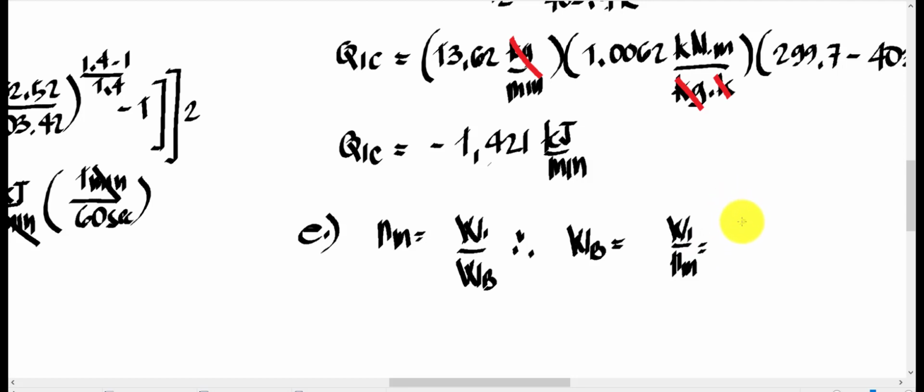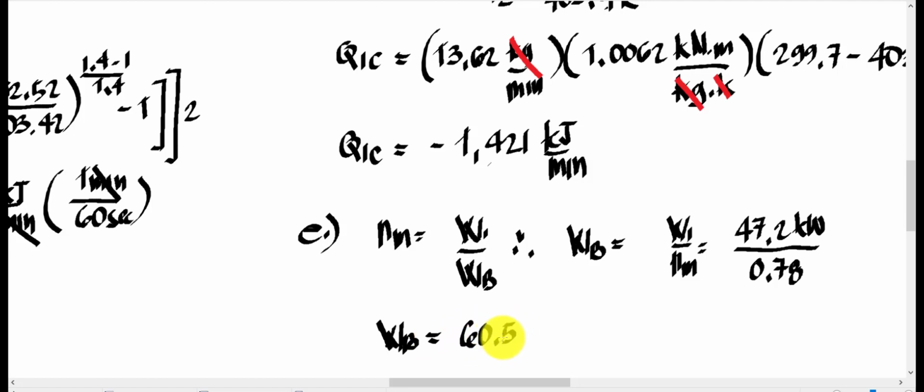So our brake work, the indicated work, will be 47.2 kilowatt divided by the mechanical efficiency, which is 78%. So we have 0.78. So we have now your brake work or work of the shaft equal to 60.5 kilowatt. Okay, so that ends our solutions.